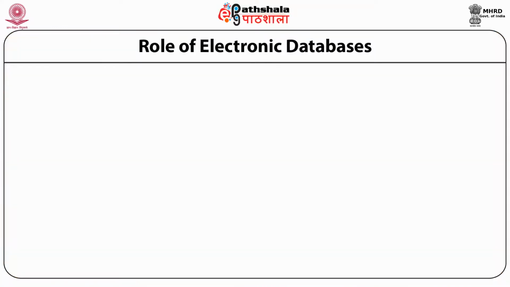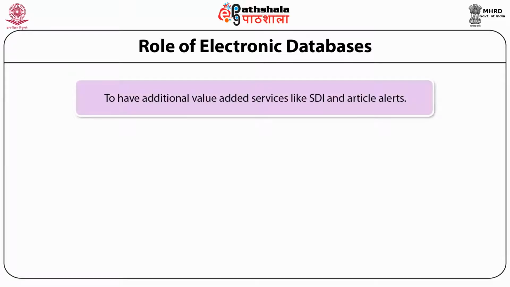During the last decade, several databases of journals, books, and other scholarly materials have been subscribed to by libraries and made available to their scholars. Academic institutions and scholarly societies are producing their research output digitally and making them available to public freely through institutional repositories. Role of electronic databases to have additional value added services like SDI and article alerts.